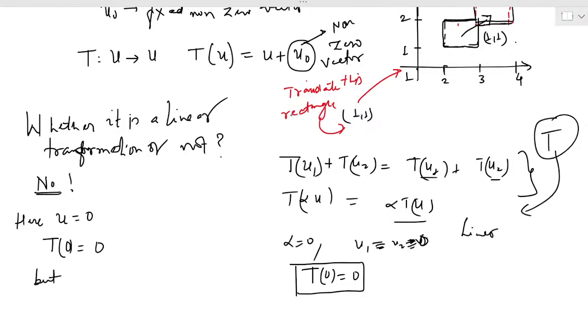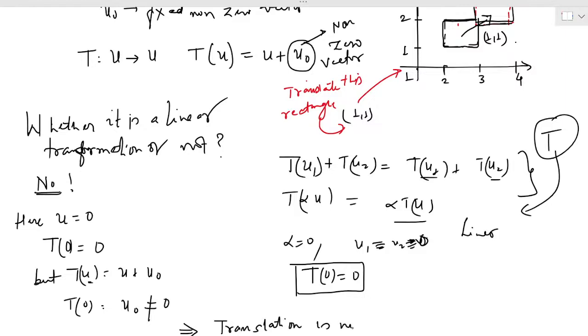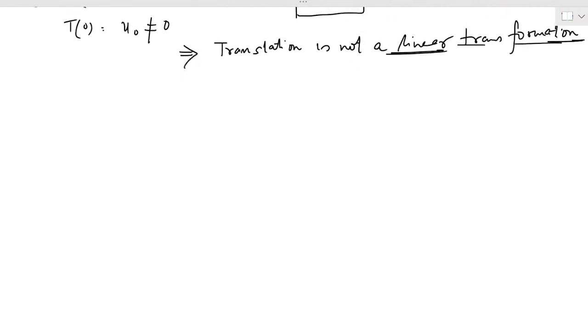But what is the transformation like? I know that T(u) is equal to u plus u naught, and u naught is a non-zero vector. If I apply 0 here, what am I going to get? I'm going to get u naught, which is certainly non-zero. It implies that this translation is not a linear transformation.